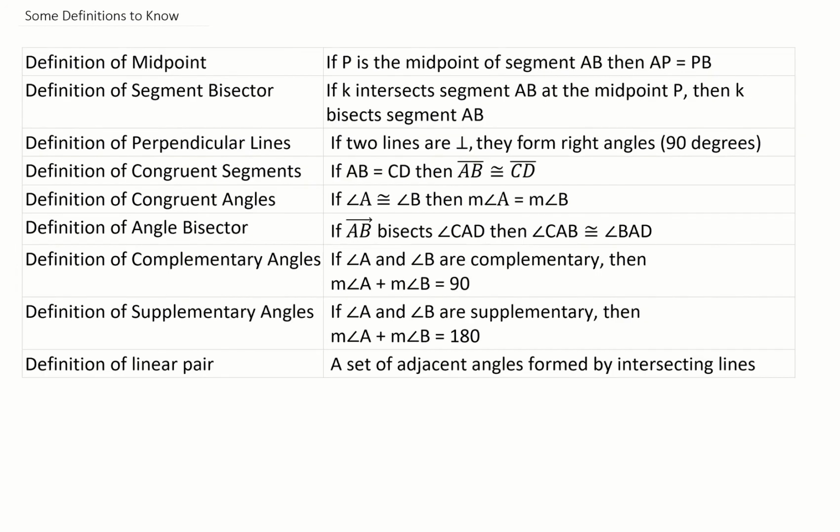And then the last one is the linear pair. So remember, the definition of linear pair is when you have a set of adjacent angles that are formed by intersecting lines. So the lines have to intersect like this, for example. And then if this were angle 1, 2, 3, 4, well, then angle 1 and 4 are a linear pair, angle 1 and 3 form a linear pair, and angle 4 and 2 form a linear pair.